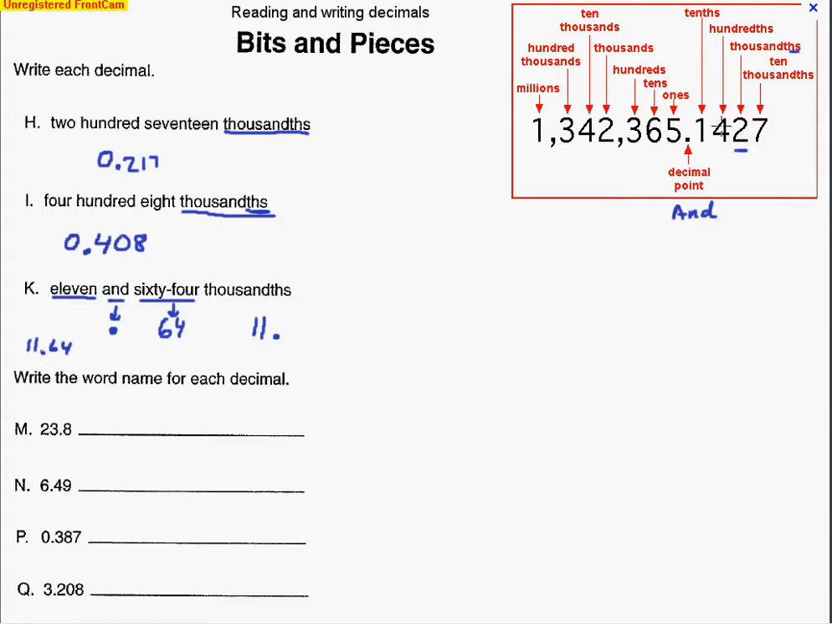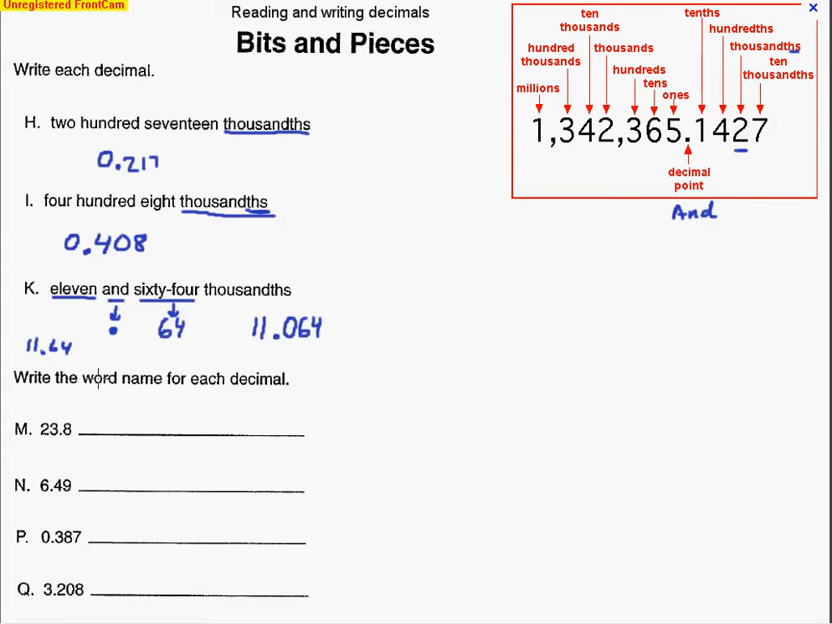Well, all I've got is two numbers, though, the 6 and the 4. That means I need a placeholder in the tenths place. So I'm going to use a 0 as a placeholder, and then write the 64. When we're reading off numbers, we read the whole number first, 11, and for the decimal point we say "and," and then we read the part, the number 64, and then say the last digit's place value. The last digit's place value is in the thousandths place. So 11.064 would be the answer.